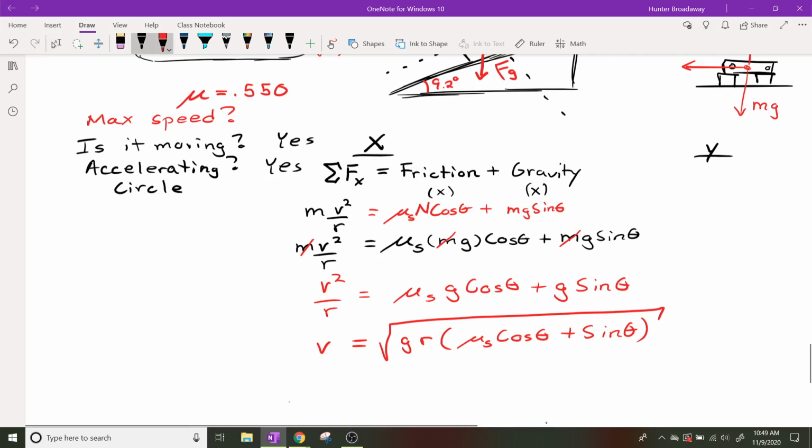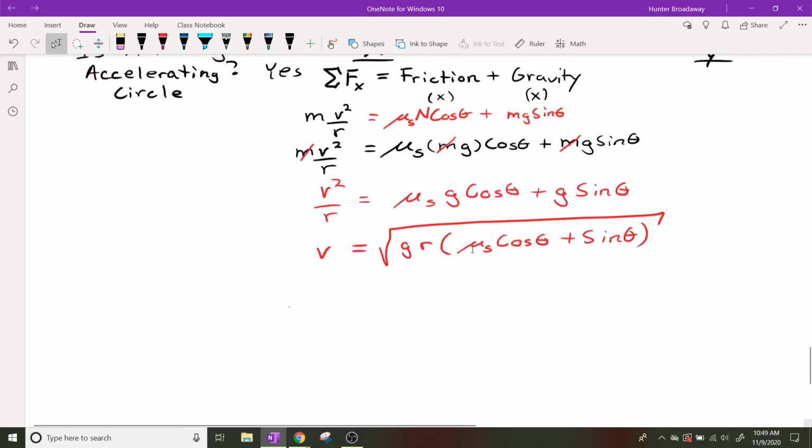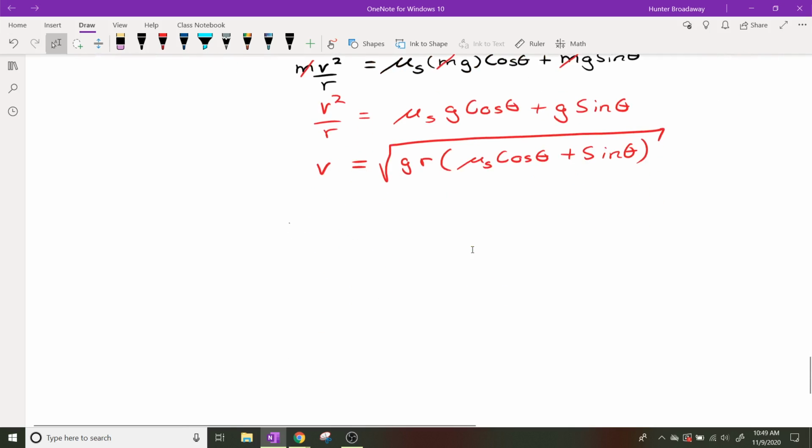Let's talk about two different things that I've kind of not wanted to talk about yet, but I think we're probably ready now. And that's the difference between centripetal and centrifugal.